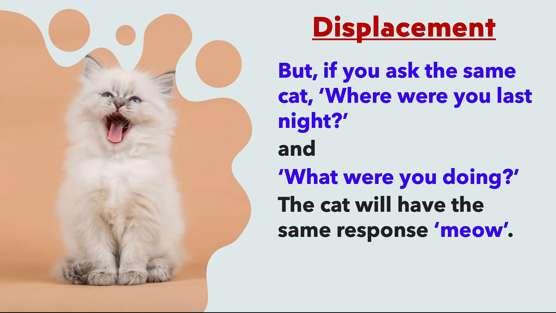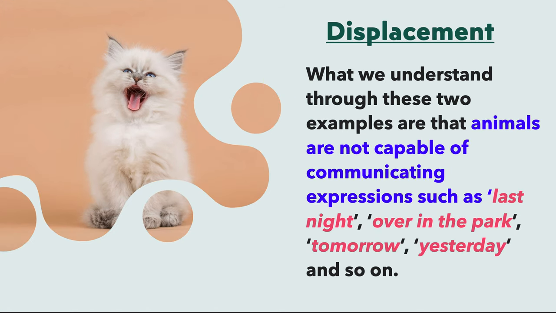But if you ask the same cat, "Where were you last night? And what were you doing?" the cat will have the same response, "Meow." What we understand through these two examples is that animals are not capable of communicating expressions such as "last night," "over in the park," "tomorrow," "yesterday," and so on.